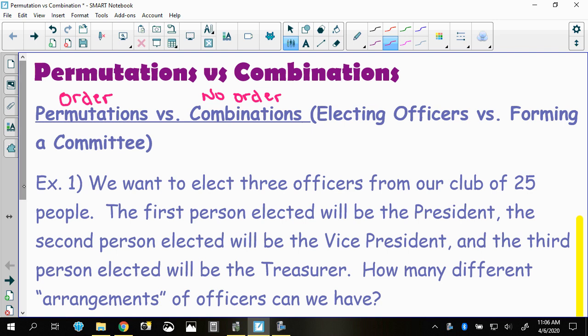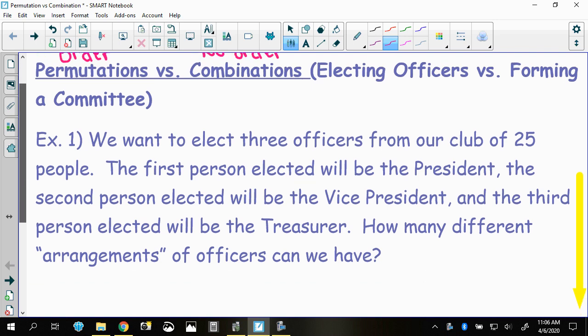So we want to select 3 officers from our 25 people. We are selecting a president, a vice president, and a treasurer. So we are arranging the 3 people that we are selecting. So this is a permutation because the order matters.